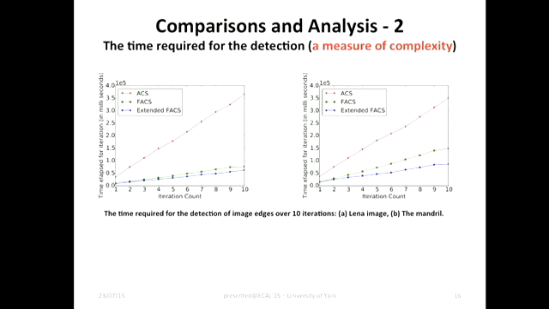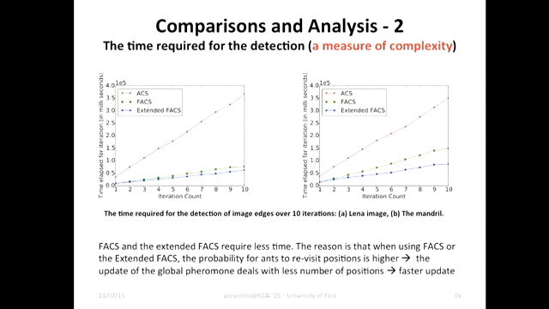And the second comparison we do is in terms of time complexity, and we see here that our two algorithms perform way better in terms of time complexity than the traditional ACS. And this is also related to simplifying the pheromone update because of reducing the number of pixels we are working with.